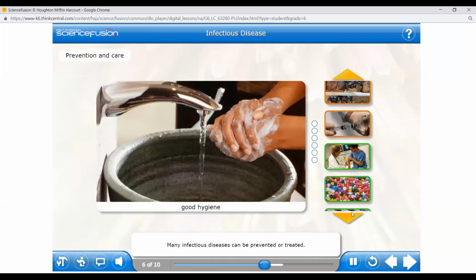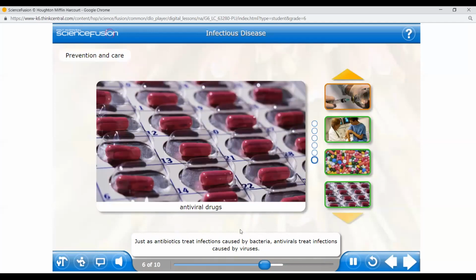Many infectious diseases can be treated. Just as antibiotics treat infections caused by bacteria, antivirals treat infections caused by viruses. Antiviral drugs work against specific viruses. No antiviral exists for the common cold, though. Cold medicines only treat symptoms. They don't fight the infection. However, if you have a serious case of the flu, you're in luck. There are several antiviral drugs available that can treat the flu.